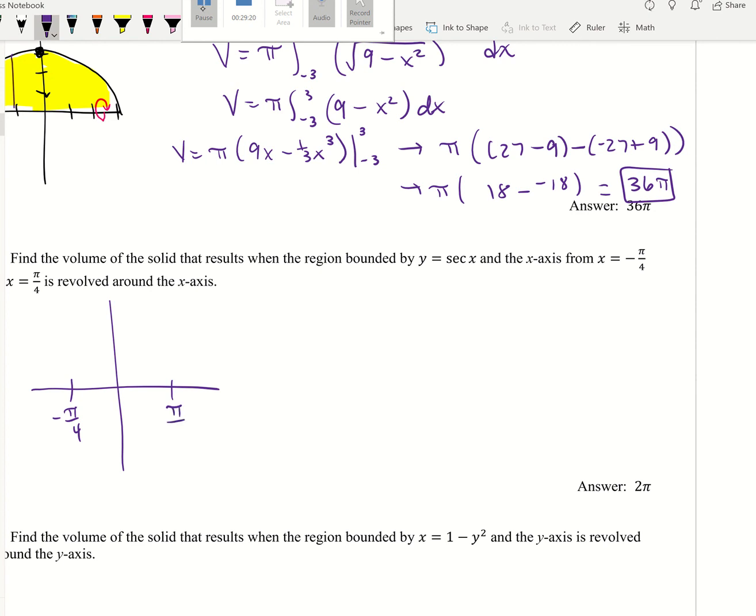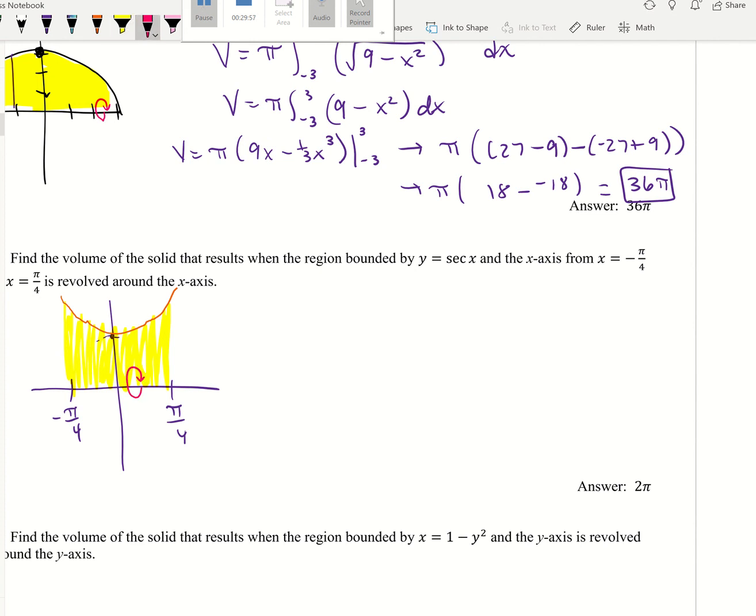It might help a little bit if you remember what cosine looks like on this region, which is something like this, because secant is the reciprocal of that, which would look like this. So we are bound by that and the x-axis. The shaded region is between my graph of secant and the x-axis here, like this. And we're revolving this around the x-axis.